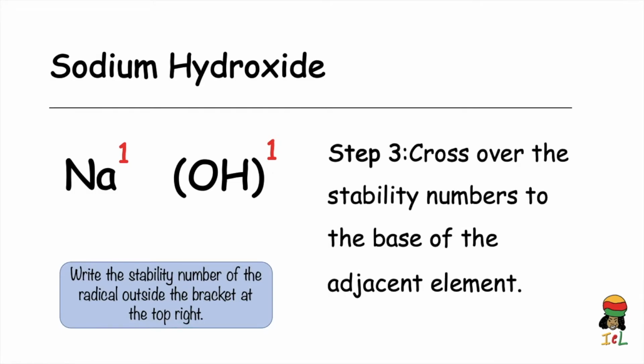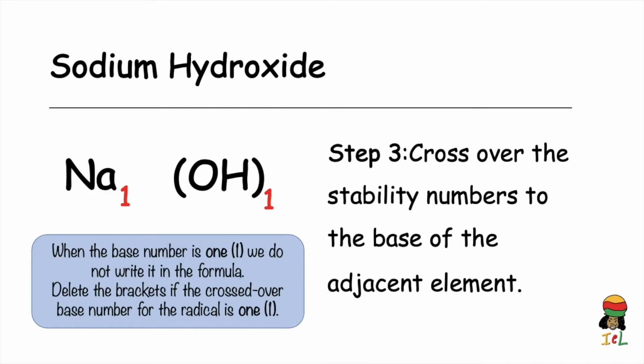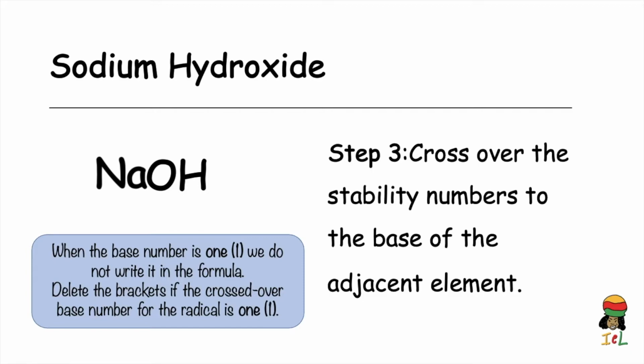right. Step 3, cross over the stability numbers to the base of the adjacent element or radical. So 1 goes to the base of hydroxide and 1 to the base of sodium. Make sure to write the base number for the radical outside the bracket at the bottom right. If the base number is 1, it is erased and not written in the chemical formula. Also, if the base number for the radical, as in this case, is 1, we remove the brackets from around the formula of the radical. Therefore, the chemical formula for sodium hydroxide is NaOH.